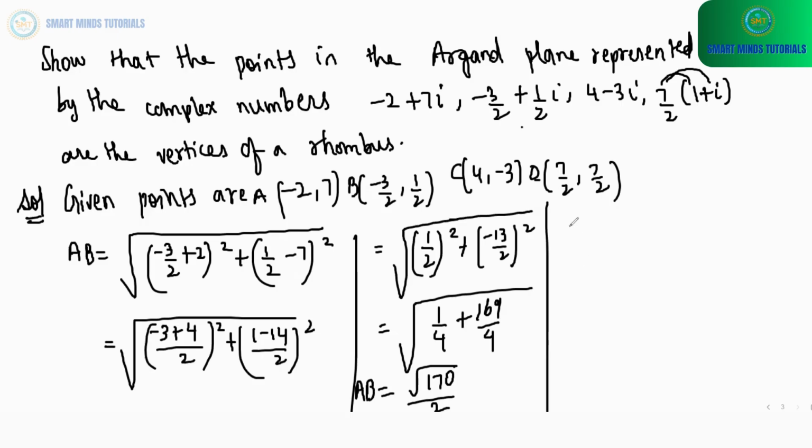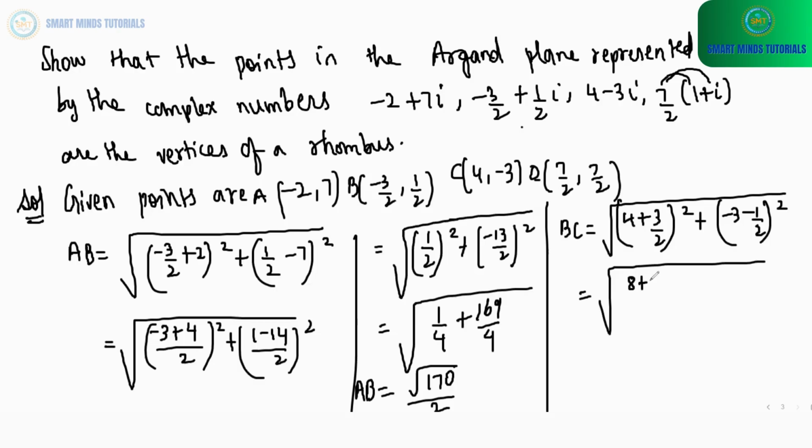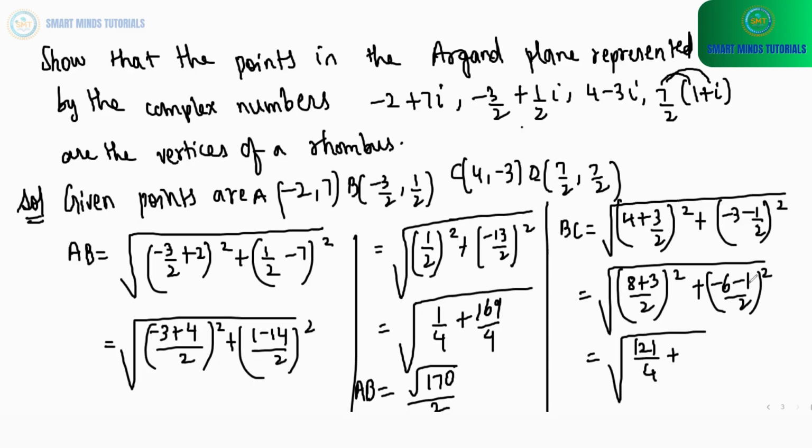The same way we find BC. BC is root over (4 plus 3 by 2) whole square plus (minus 3 minus 1 by 2) whole square, which is equal to root over (8 plus 3) by 2 whole square plus (minus 6 minus 1) by 2 whole square. 8 plus 3 is 11. 11 by 2 whole square is 121 by 4. Minus 6 minus 1 is minus 7. Minus 7 by 2 whole square is 49 by 4. This is also root 170 by 2. Now we'll see how to find CD.